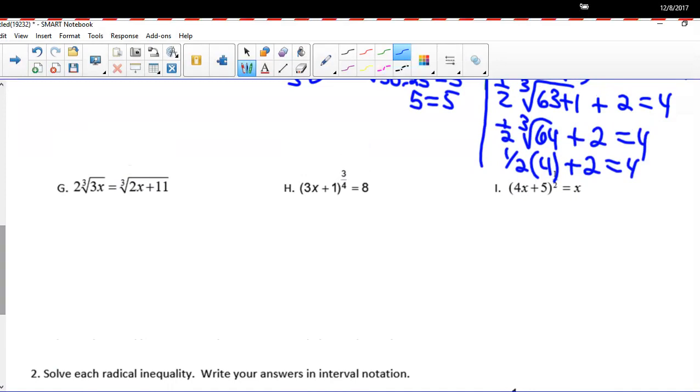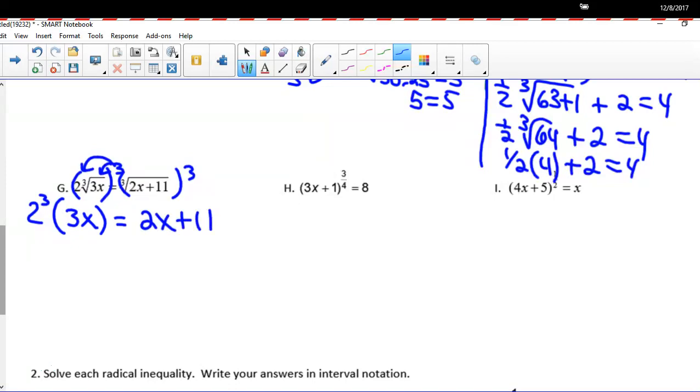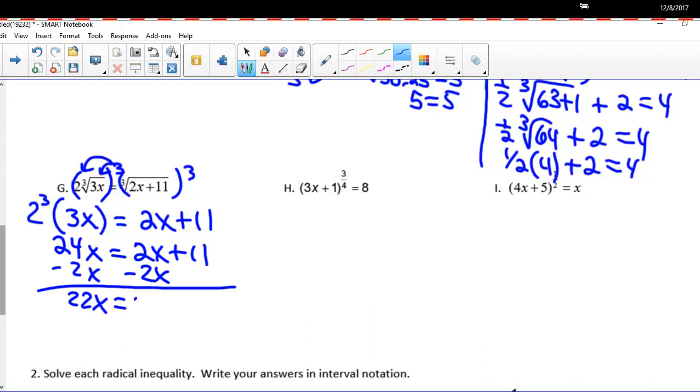All right, so in G, we're going to go in. Now, this one is a little different. We need to cube both sides, but remember when you're cubing both sides, you have to cube the 2 as well as the radical. So we're going to have 2 to the third times 3x, and on the other side, we're going to have 2x plus 11. So 2 to the third is 8. 8 times 3, we have 24x. Subtract, subtract. 22x is equal to 11. So x is 11 over 22, which is 1/2.